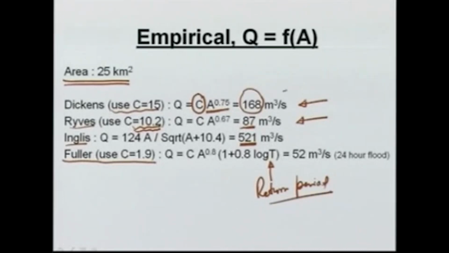So, these other equations do not have any return period term included there, but Q here for Fuller's equation accounts for the return period, and using a C of 1.9, which is on the higher side, we get a value of 52 meter cube per second, and this is a 24-hour flood. So, using empirical equations, we can obtain a 24-hour flood or flood for any given duration, but typically these are giving us daily floods, not the 3-hour flood which we obtain from the rational method.